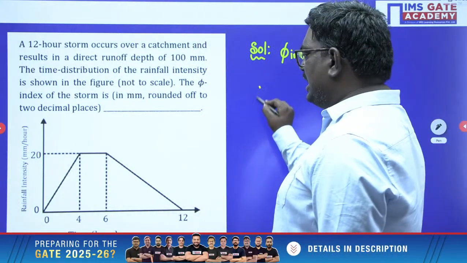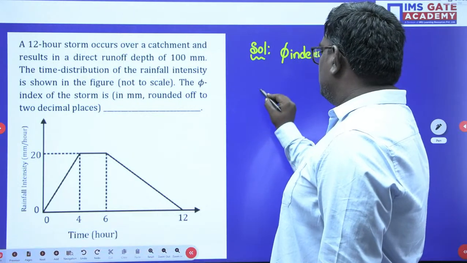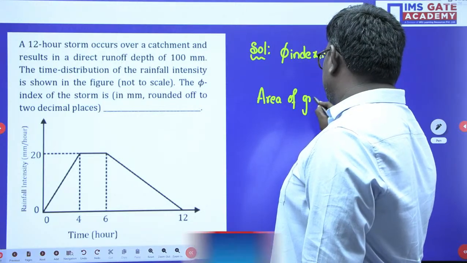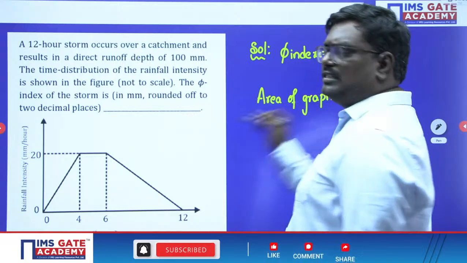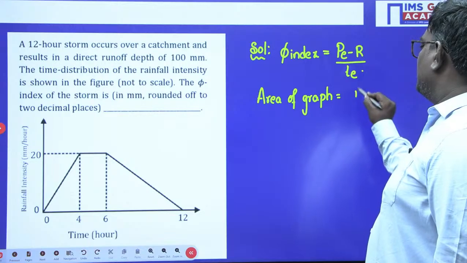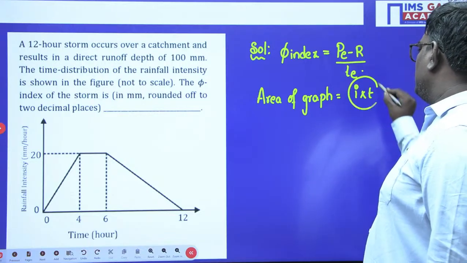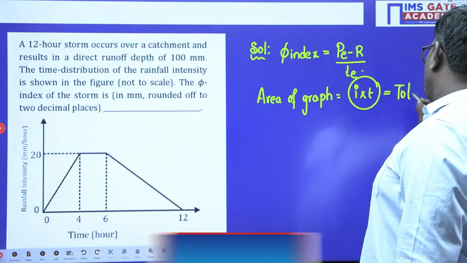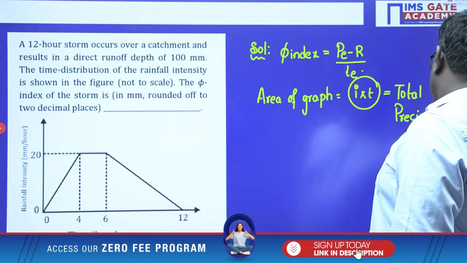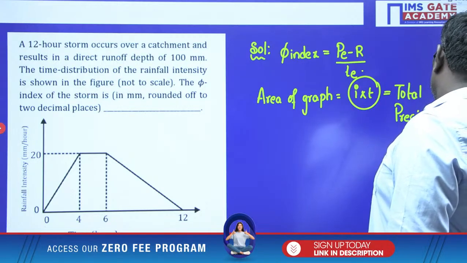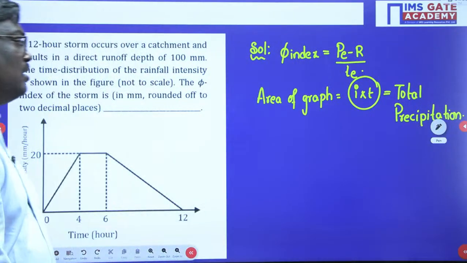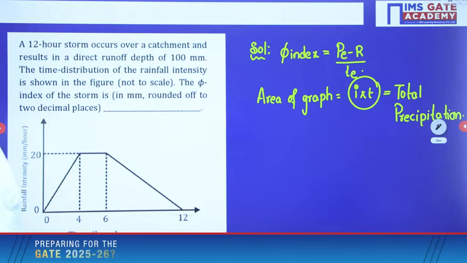Now see students, the area of the graph. What is the area of the graph, sir? For suppose, area means what? X-axis into y-axis. Leave the shape, sir. It is intensity into time. If you consider the intensity into time, what you will get? You will get total precipitation. So always remember, my dear students, whenever you are solving, the area of the graph, what you will get, sir? Area of the total precipitation. So it is a kind of trapezoid.